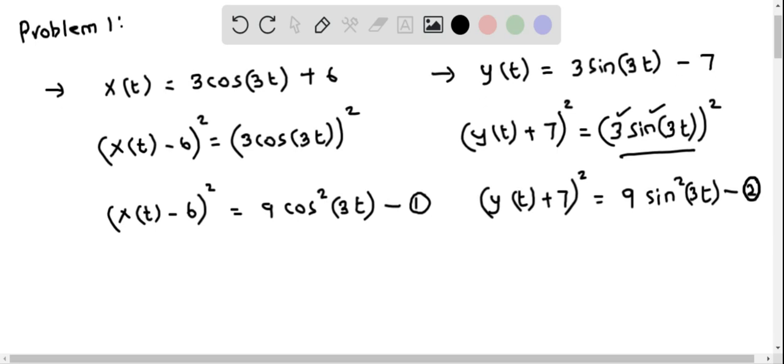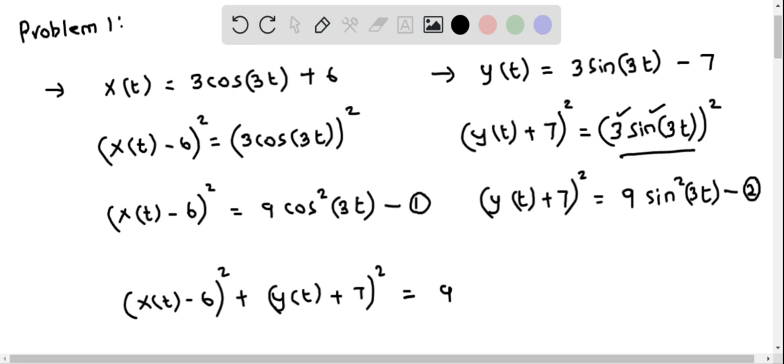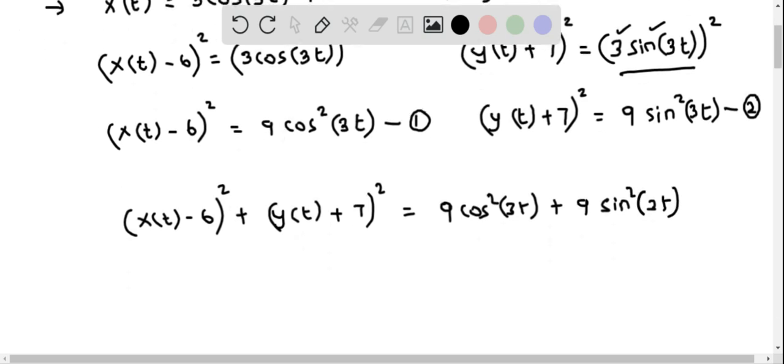Now let's add equation 1 and equation 2. So we have to add the corresponding left sides as well as the right sides. The left side of equation 1 is x of t minus 6 quantity squared, plus the left side of equation 2, which is y of t plus 7 quantity squared. Now we add the corresponding right sides. So the right side of equation 1 is 9 cosine squared 3t, plus the right side of equation 2 is 9 sine squared 3t. And now we factor 9 from the right side expression.